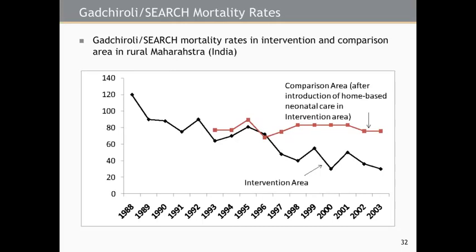This is just one small example of some of their findings that arose from their work there. They have at SEARCH a comparison area along with their intervention area, and here are the findings of their home-based neonatal care program as it was reported through 2003. And you see the impact of their home-based neonatal care program in the intervention area. The data that you see here are the infant mortality rates, not just the neonatal mortality rate. But since neonatal mortality was such an important component of infant mortality rate, then you can see the impact that this has had.